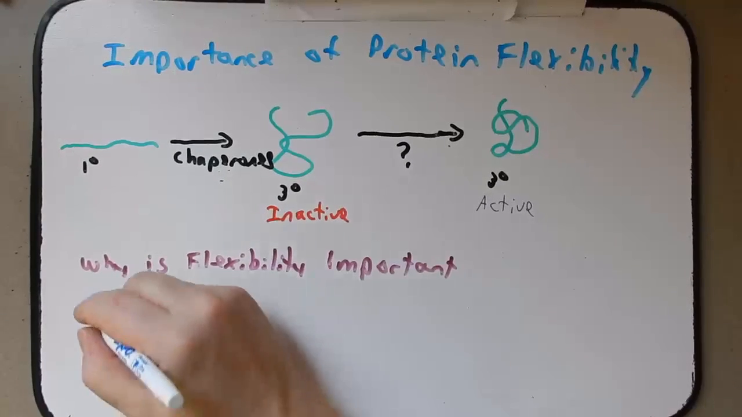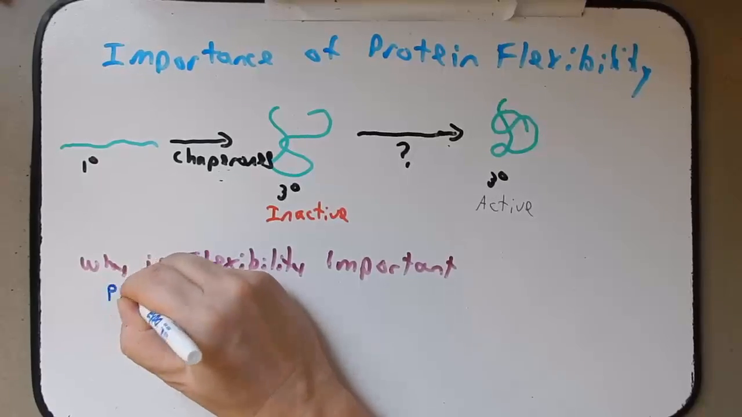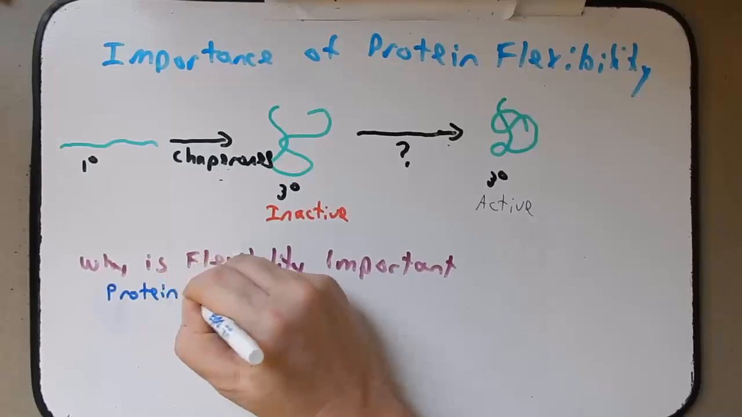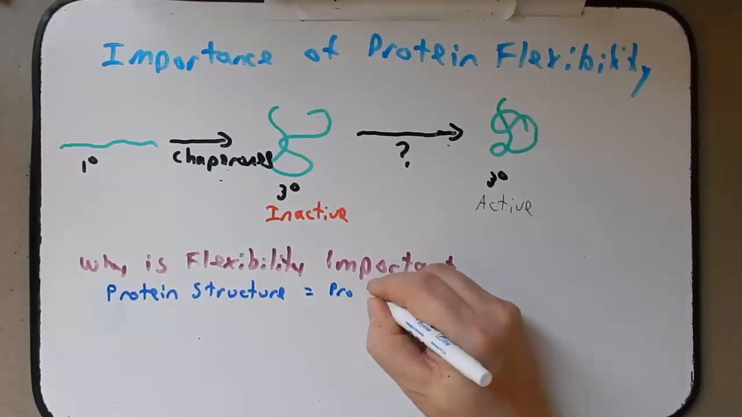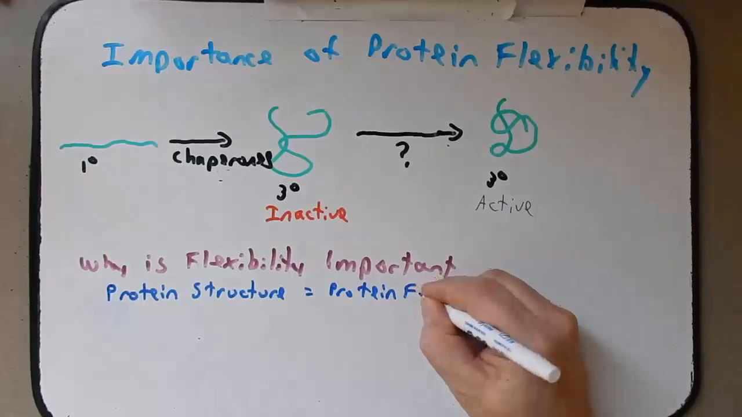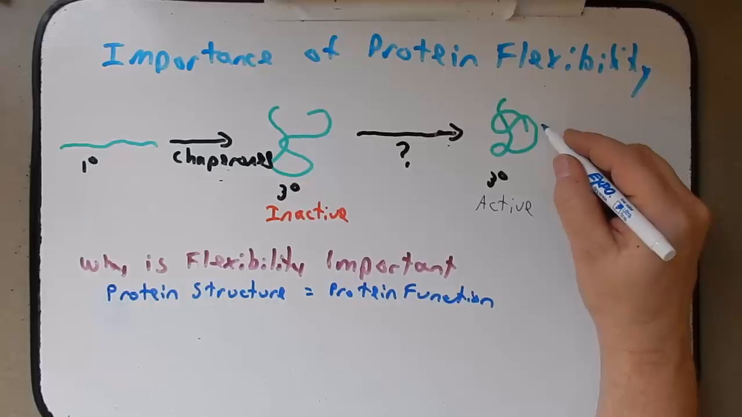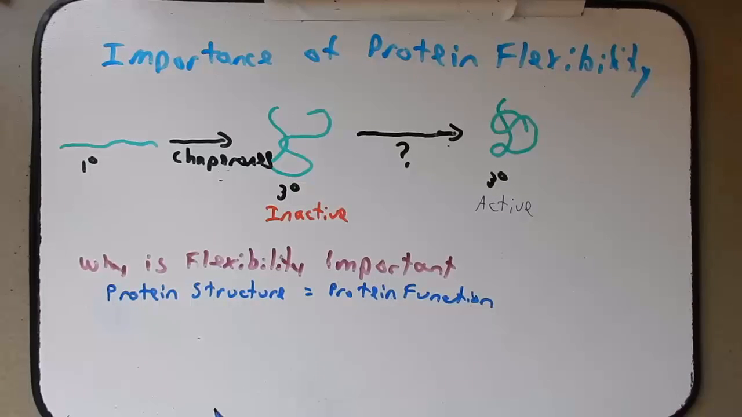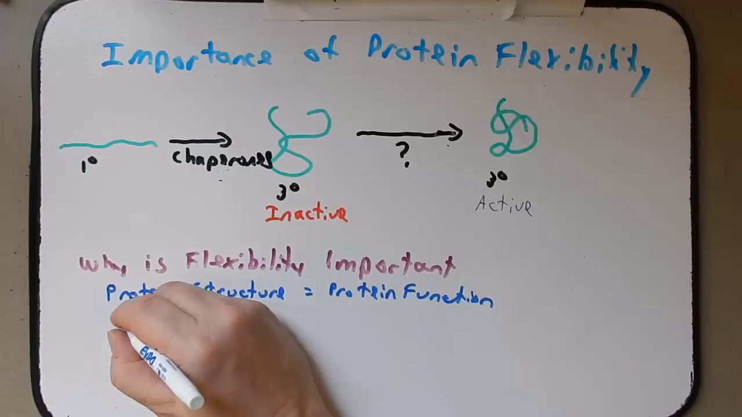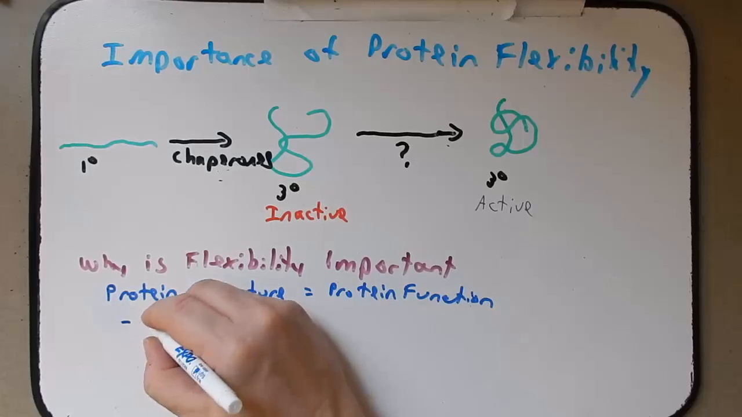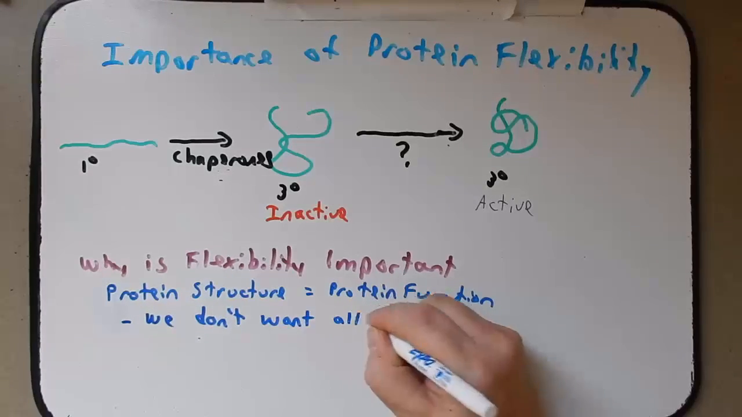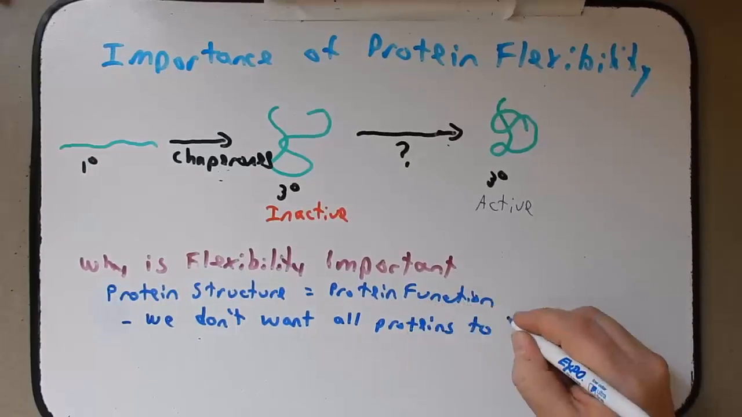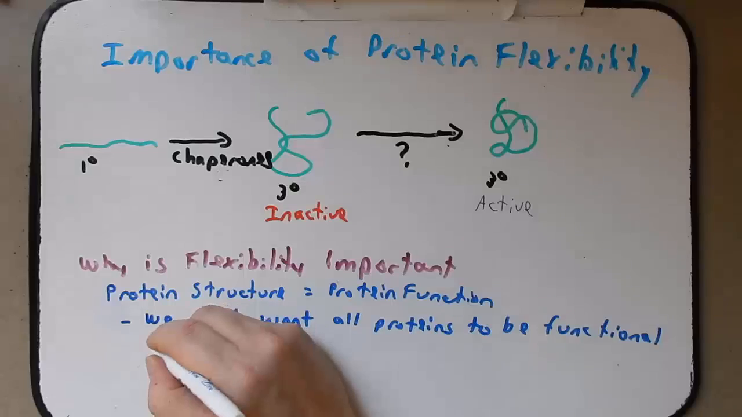As we consider that question, it's important to remember that protein structure is equal to protein function. It has to fold in this very precise way here to be functional. It can fold in other ways, but it's not functional. And so with that in mind, we should recognize that we don't want all proteins to be functional all the time.